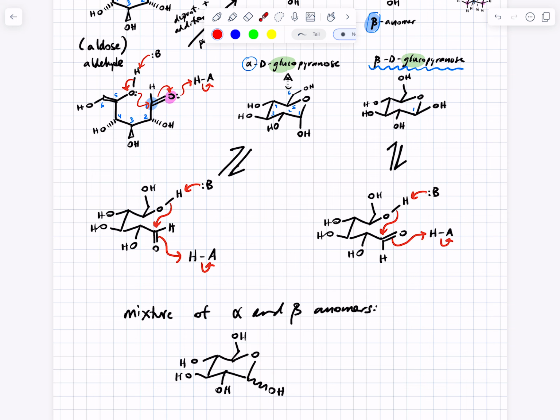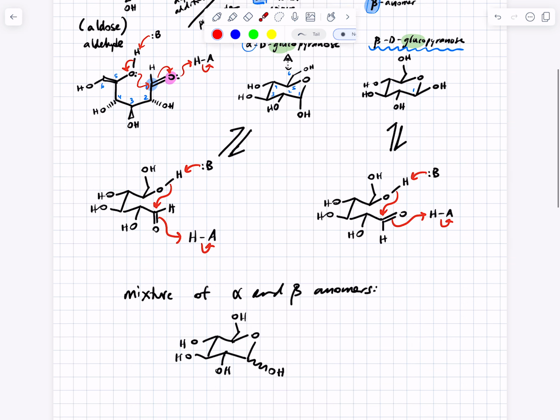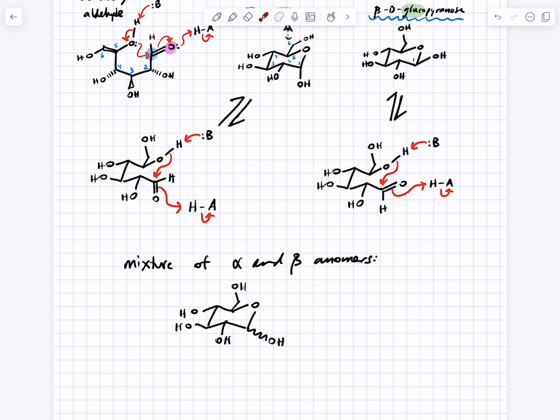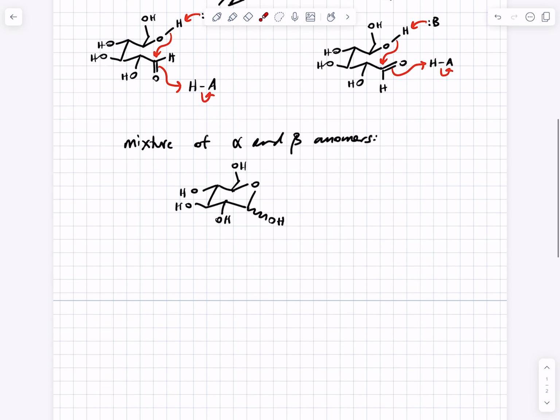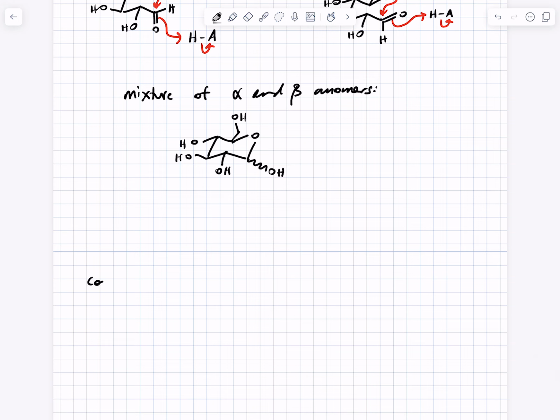Okay, so show how the cyclic form is converted to the open chain form in water. Is that what you're asking? Okay. What I've shown you here is how the open chain form is converted into the cyclic form. What we'll do then is the backward step. What if you started with this? How would you get the open chain form? Conversion of cyclic to open chain.